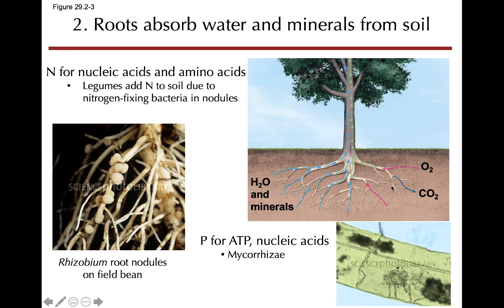And then you can see also, like I mentioned, oxygen is coming into those roots for cellular respiration in the mitochondria, because every cell in the plant that's living does cellular respiration to make ATP. And then CO2 is a byproduct of cellular respiration. And in the roots, because there's no photosynthesis, it's not used up there, it's just released into the environment.